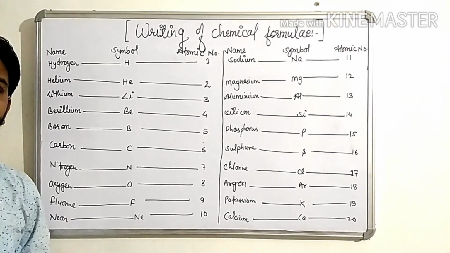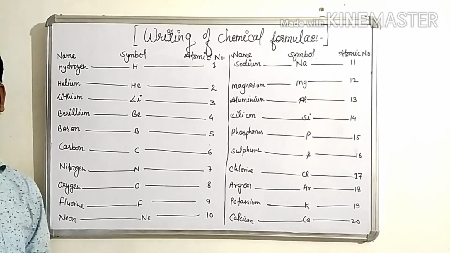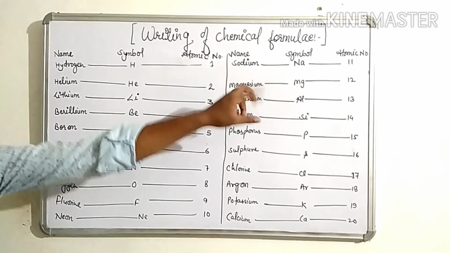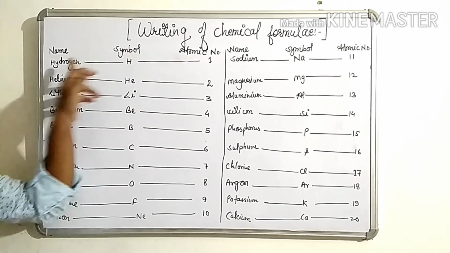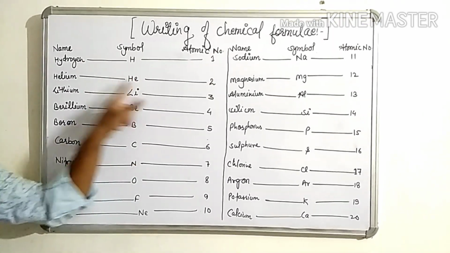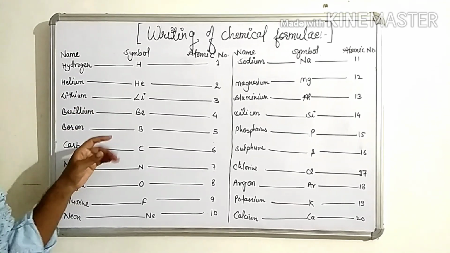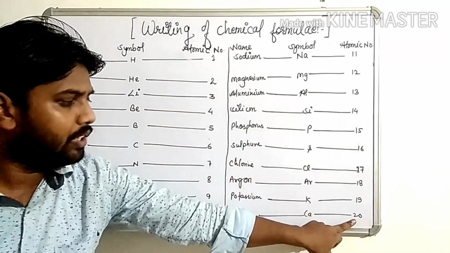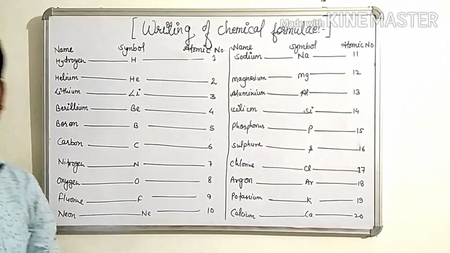First of all, you have to learn atomic number from 1 to 20 with their symbols. Atomic number 1, that symbol is H and name is hydrogen. Atomic number 2, symbol He, name is helium. In the same way, children, you have to learn the atomic number from 1 to 20 with their symbols and their name. Okay, children?